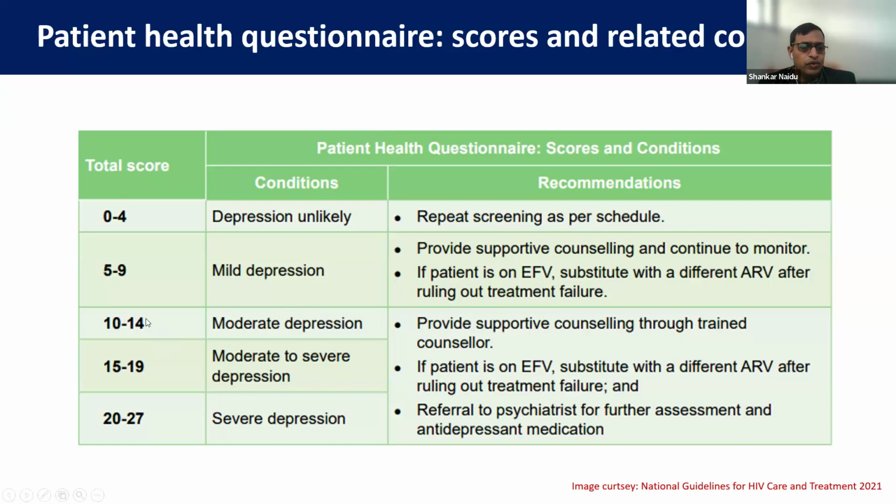And any score which is more than 9 would be taken as moderate to severe depression. So if a patient is diagnosed to have moderate to severe depression, then obviously we'll provide counseling through a trained counselor and we'll change the efavirenz to the appropriate drug. However, we should always refer these patients to a psychiatrist for further management and assessment and initiation of antidepressant medication.